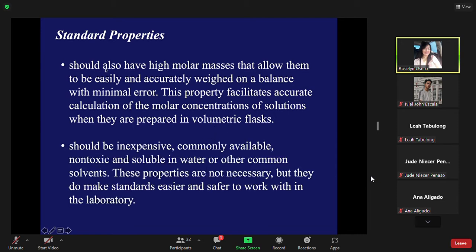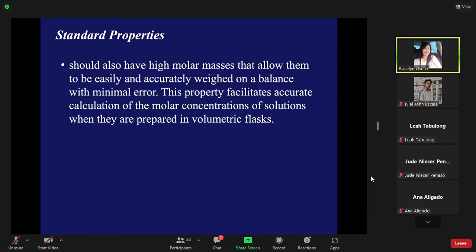Okay. The standard should be inexpensive and commonly available, like sodium carbonate and potassium dihydrogen phosphate, which are usually in the lab. It should be non-toxic, and soluble in water or other common solvents. These properties are not necessary, but they do make standards easier and safer to work with in the lab.